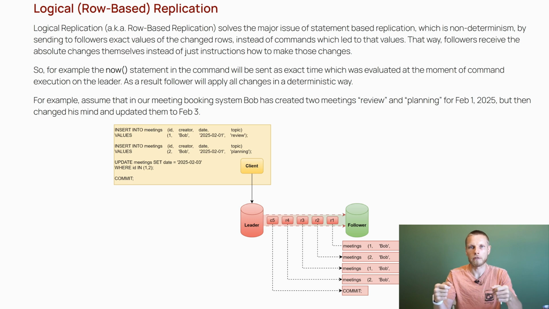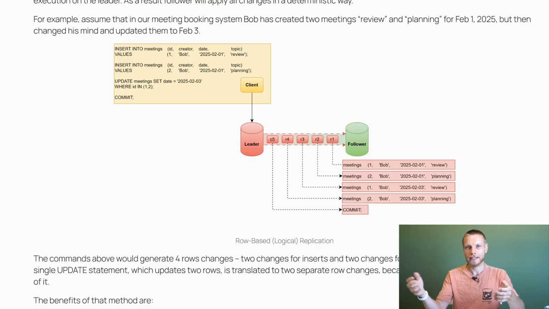So let's get back to our logical replication. It solves the major drawback of statement-based replication, which is non-determinism. And it solves it by replacing commands with specific changes to specific rows. Instead of sending a command which, for example, says update record and set some date value to now or today, we just evaluate this command on the leader, get the specific value, and then send this specific value to the follower. Let's see again a simple example with our system of booking meetings.